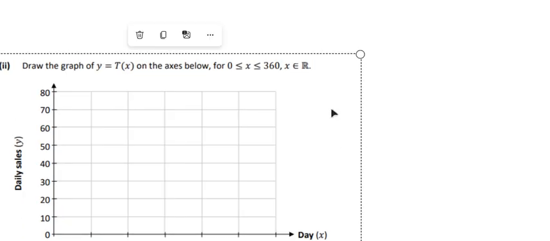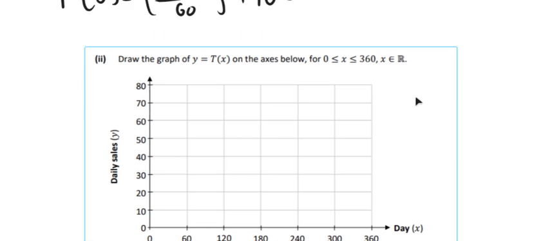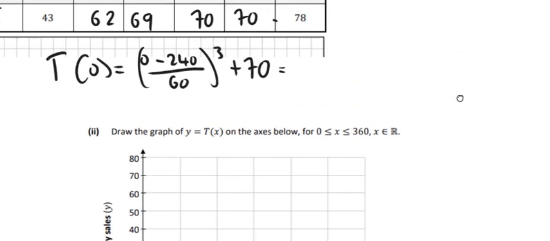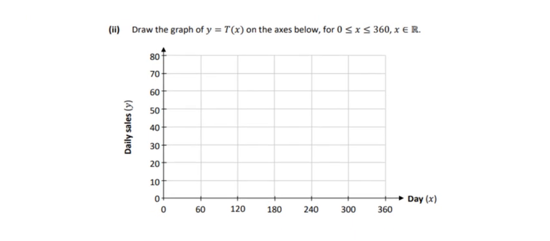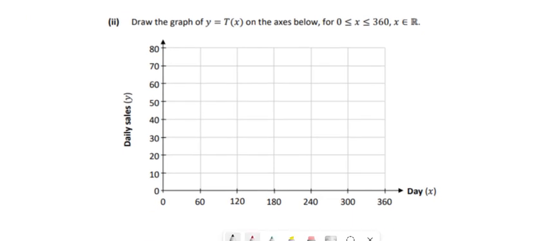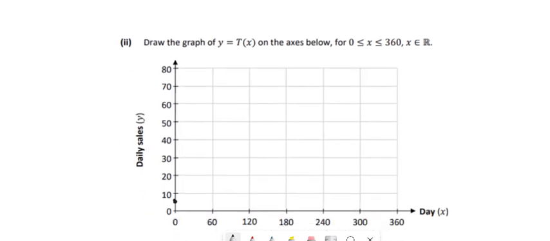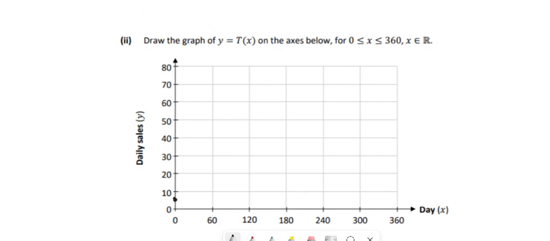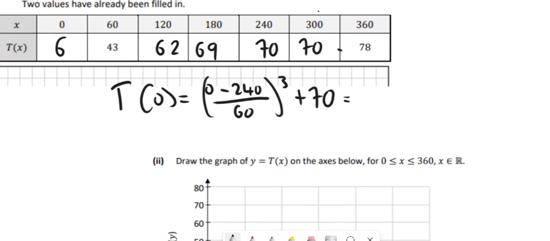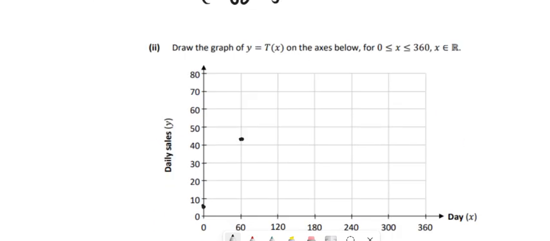Right, we have to draw it on a graph then. So we have to be as neat as possible now. 0, 6 will be about there. 60, 43 is about here. Then 120, 62. It's about here, probably a little bit lower.